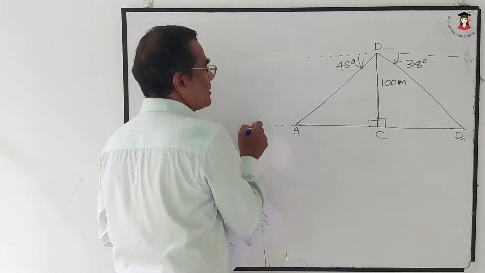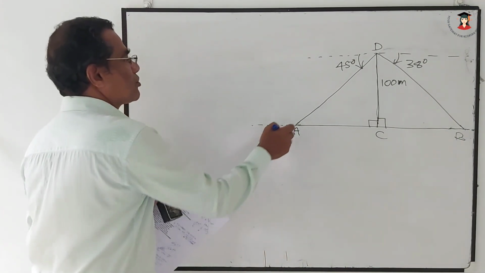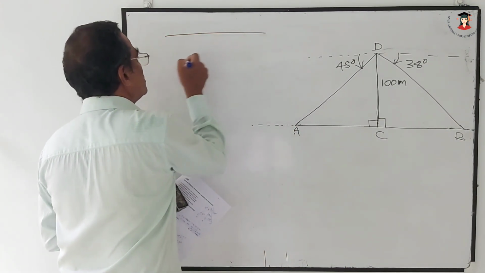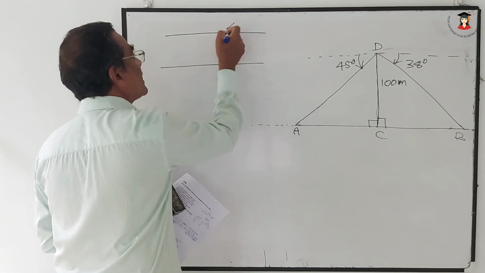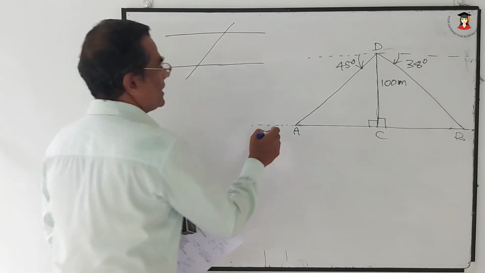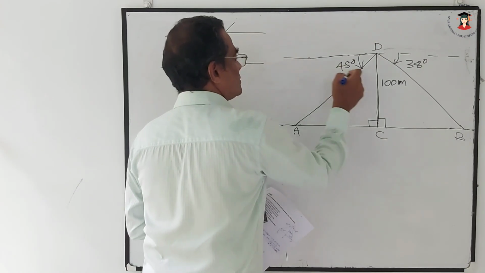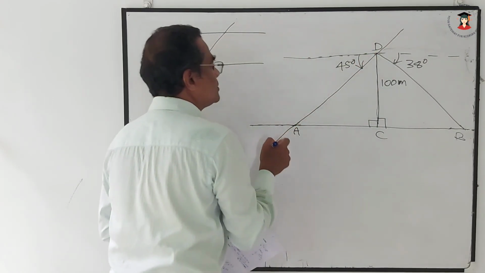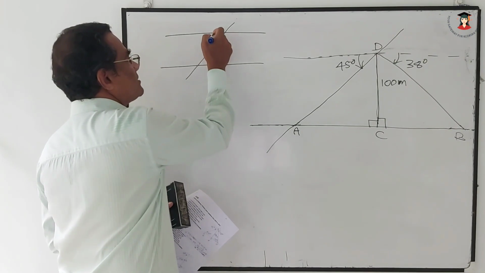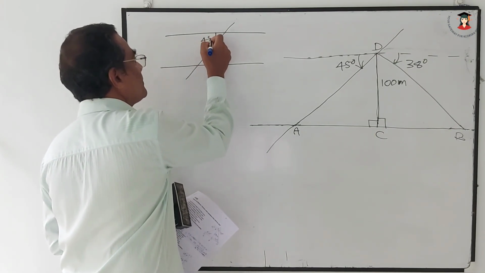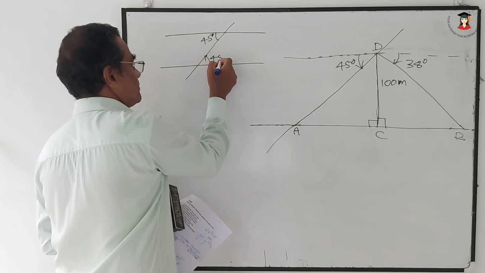See, if I extend this line and this line also, we come across a situation like this. There are two parallel lines and a transversal. Let me extend this line and this line also. These two are parallel lines, and this is a transversal, and this angle you are seeing as 45 degree. And now I will write this angle also 45 degree.